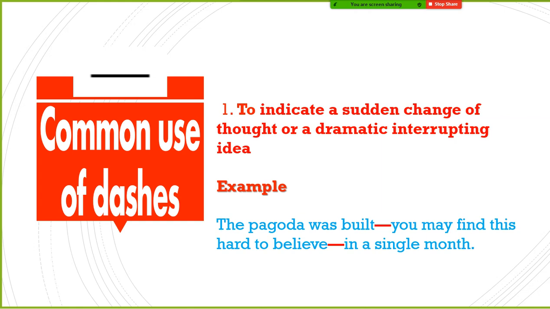But what is between the two dashes? This is like a sudden change in the thought, like the writer wants to talk to you in the middle. It's an interrupting idea that is not related to the sentence itself. That's why I put it between dashes.